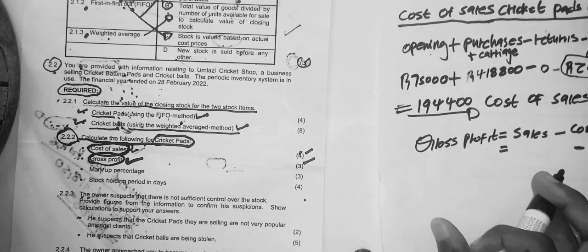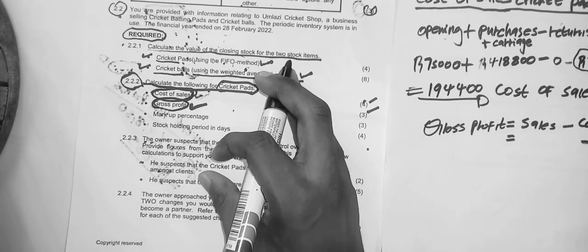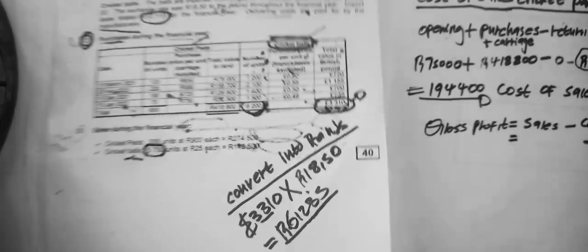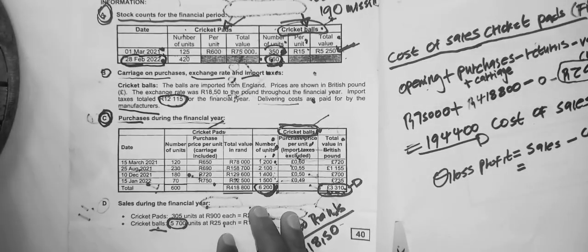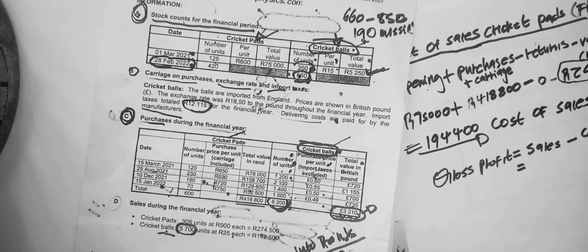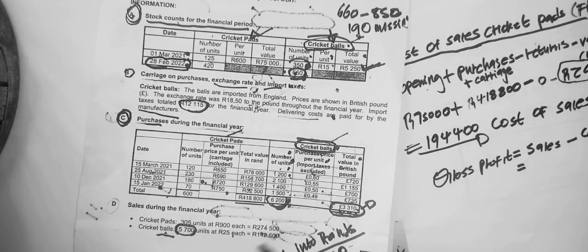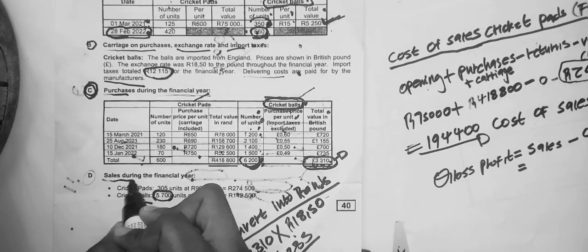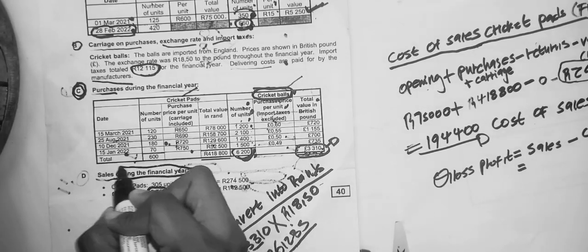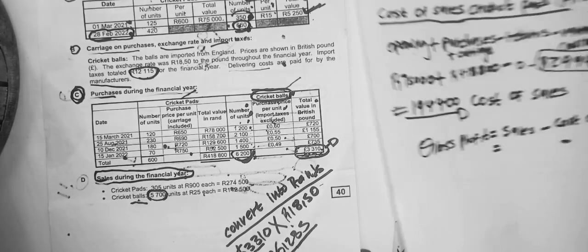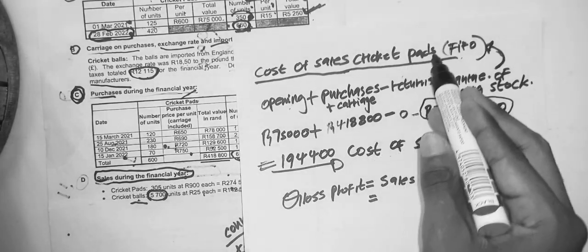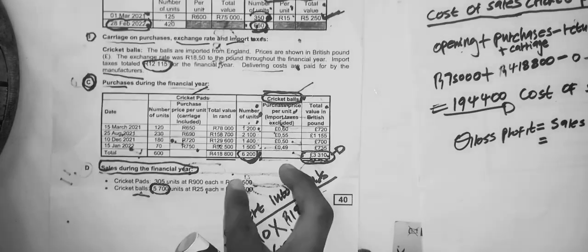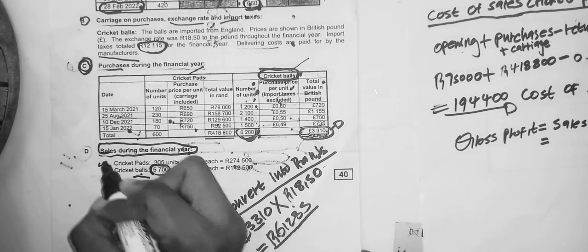We go to our information. Turn to the other page for information and look for sales. Okay, sales. I can see sales is there on number D. They are saying sales during the financial year. And remember guys, we are focusing on what? On cricket pads. So we want sales for cricket pads. Don't forget that. Cricket pads, this is number one, cricket pads.